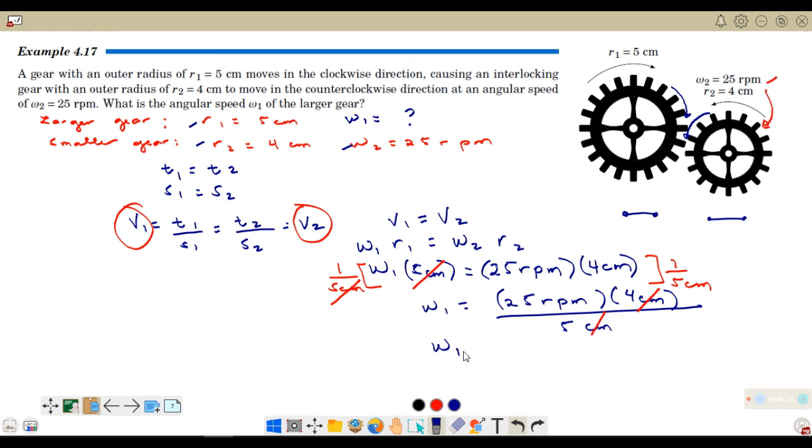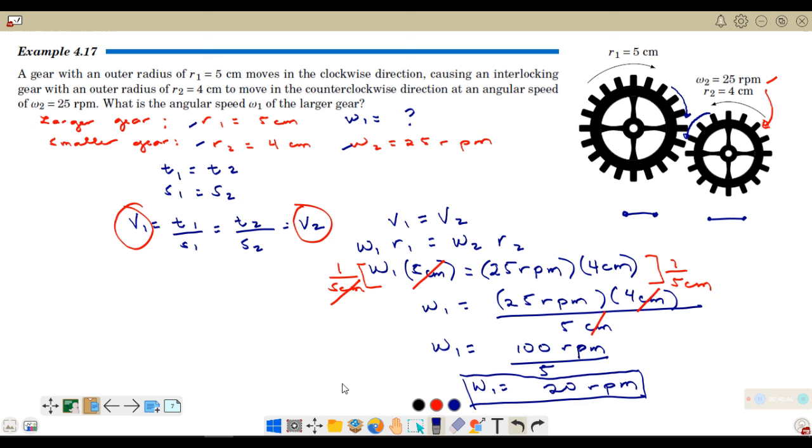We have here angular speed is equal to 25 times 4 is 100. We have 100 RPM over 5. Giving us 100 divided by 5 is 20. So 20 RPM is the angular speed of the larger gear. Ayan, ganyan lang siya kasimple. Okay? So I hope I was able to make this word problem clear.